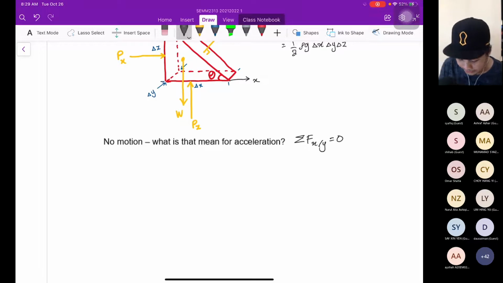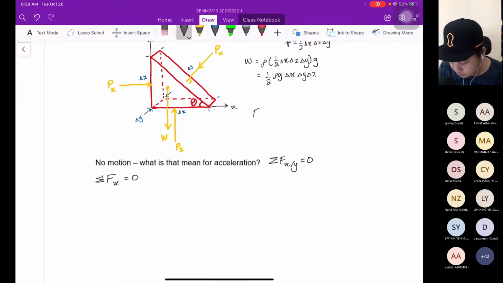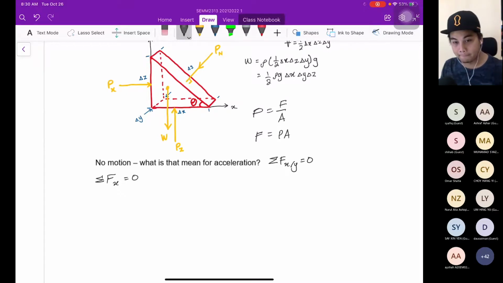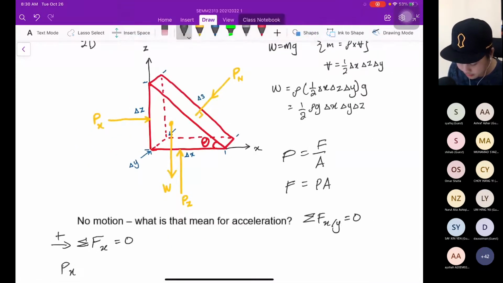So let's derive the summation of force in the X direction equal to 0. What's the force involved in the X direction? Remember our formula, the pressure is equal to force over area. In order to get the force, pressure multiplied with area. So what's the force in the X direction? Definitely P. Positive to the right, negative to the left. So pressure in the X direction here must multiply with the area here.